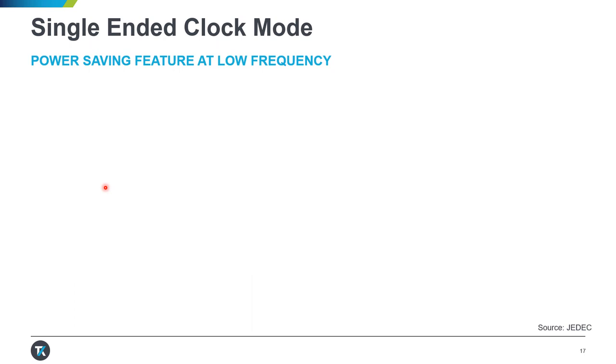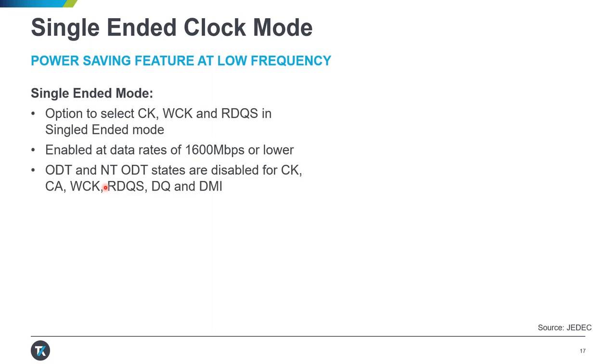In LPDDR5, there is an option to use all the differential clocks in a single-ended fashion. This is typically achieved by putting the DRAM in a single-ended mode, which is done through mode registers. What this means is only one leg of a differential clock can be turned on, whether it's true or complement. This mode can be enabled at a lower data rate. It's a power saving feature.